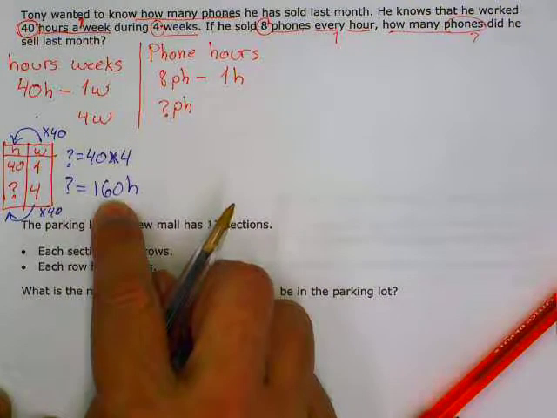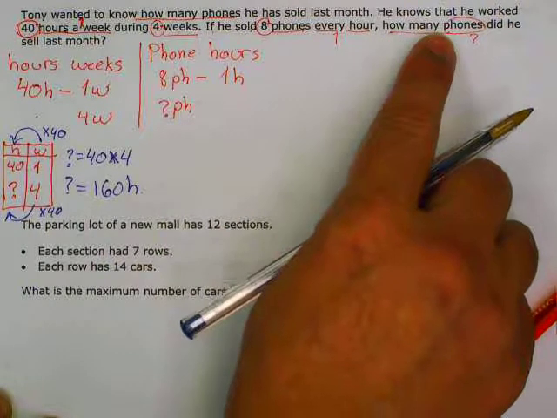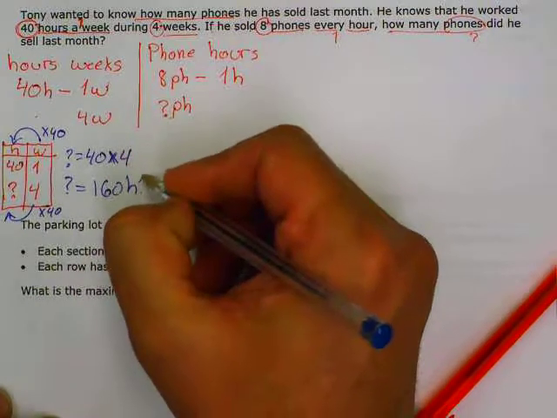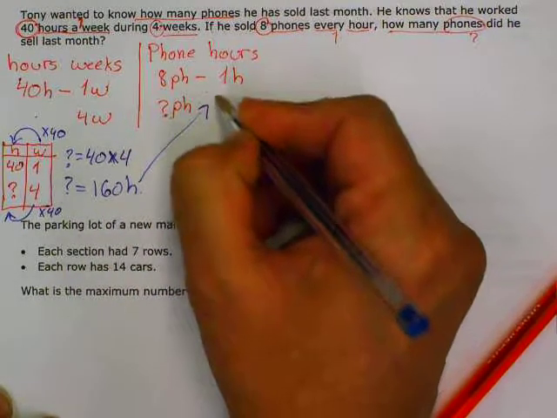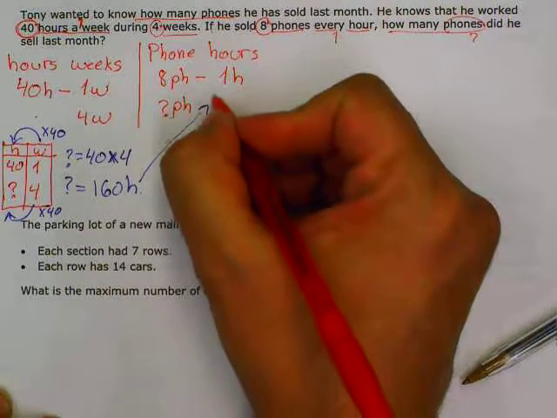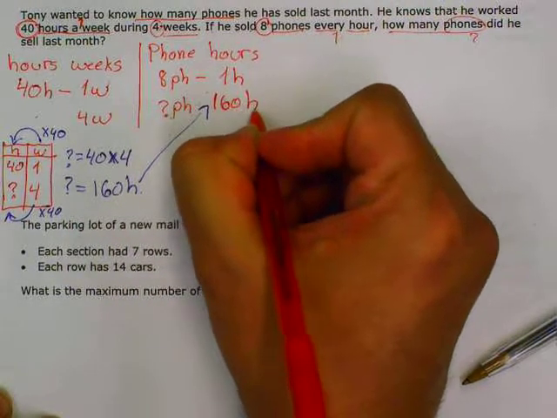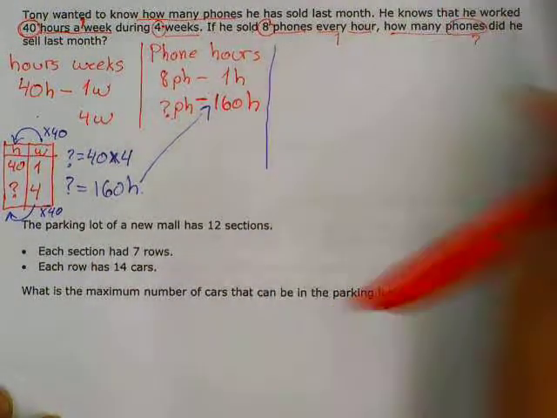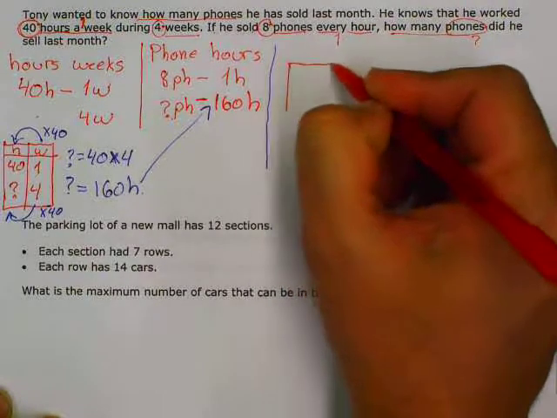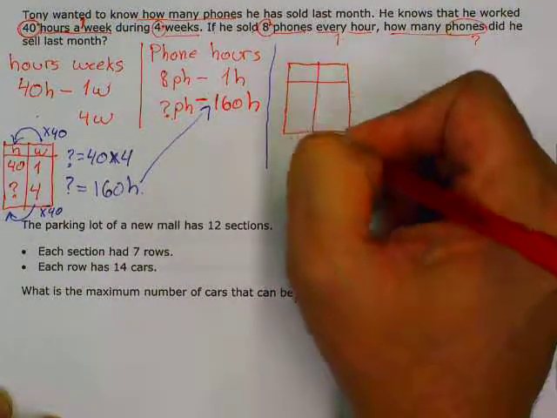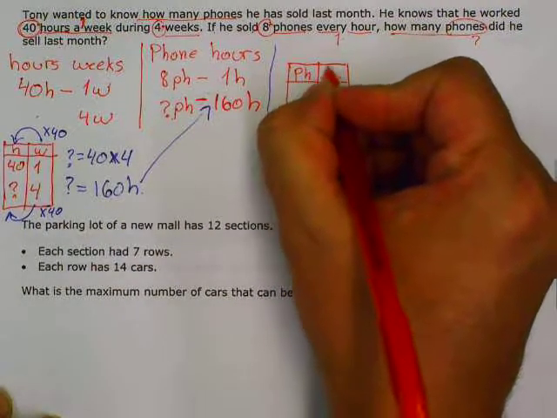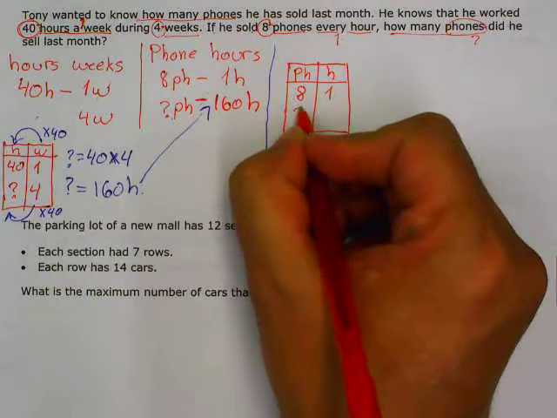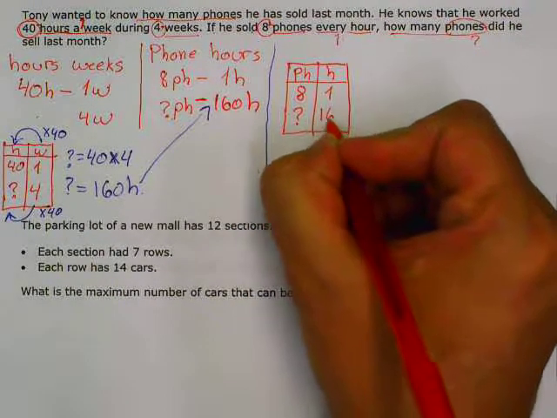Now, is that my final answer? No, because the question is how many phones, and these are 160 hours. But now I know that this number can go here because these are my hours. So now I know he worked 160 hours, and now I can figure out how many phones he sold. So now I need another relationship, and this relationship is between phones and hours. He sold 8 phones every hour. How many phones did he sell if he worked 160 hours?